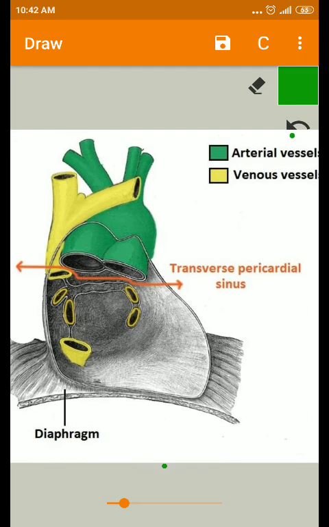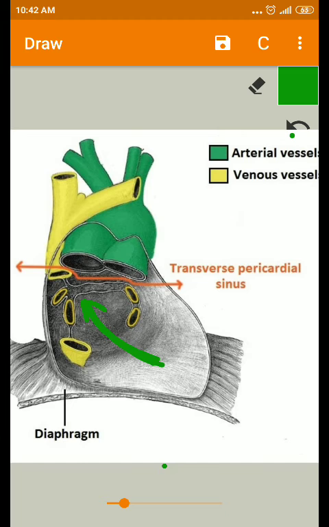And also, at the venous end, the vessels and the pericardium around them are so arranged that they enclose a recess which is called the oblique sinus. So this forms like this. Here you can see this oblique sinus. Because of this arrangement, this forms the oblique sinus of the pericardium.